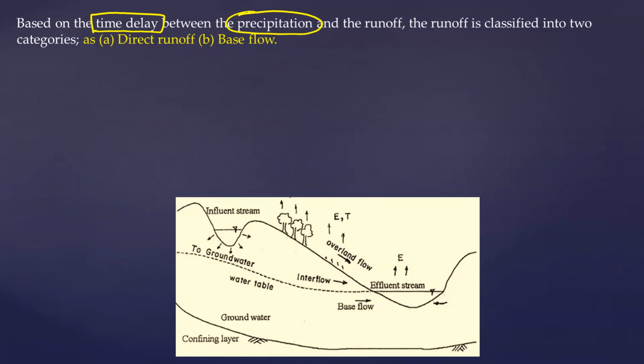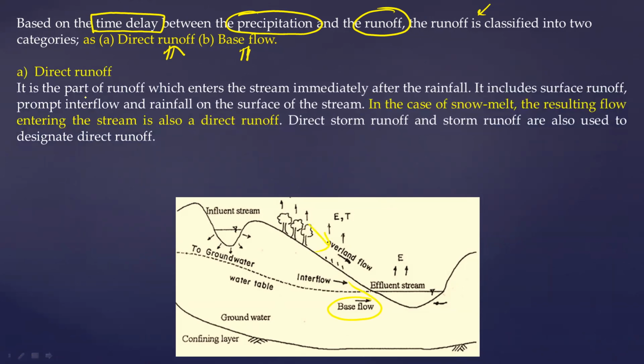Runoff is classified into two types. One is called direct runoff and the other is called base flow. So if you observe, this is the base flow here and this is the direct runoff. So the first thing is direct runoff. It is the part of the runoff which enters the stream immediately after the rainfall. It means what? Delay time will be less. So it includes surface runoff, prompt interflow, and rainfall on the surface of the stream. So in the case of snow melt, for example, what happens? The resulting flow entering the stream is also called direct runoff. In other ways, words such as direct storm runoff are also used to designate the runoff.